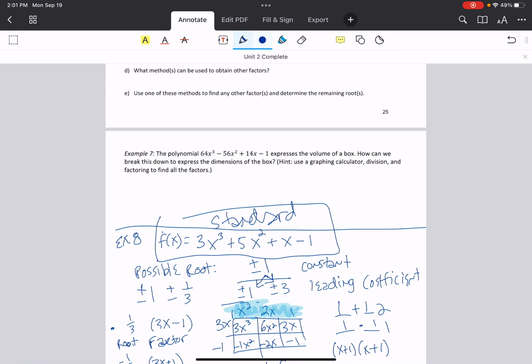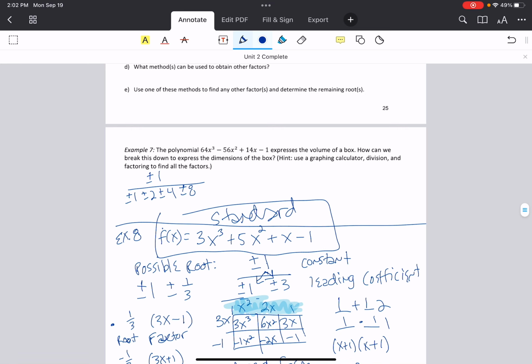64 has an annoyingly large amount of factors, but you'll be fine because I'm not going to make you try them all. We're just going to come up with the list, right? So I'm going to try plus or minus 1 over plus or minus 1, 2, 4, 8. This is annoying. 16. Good. I was hoping someone would say that. 4 divided by 64 for me. 32 and 64.